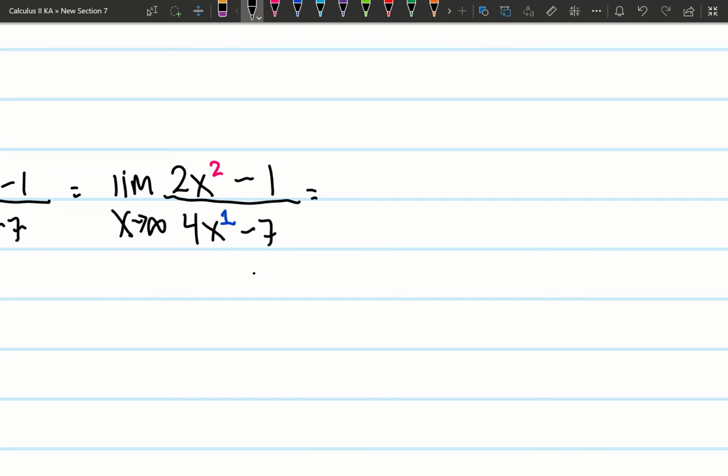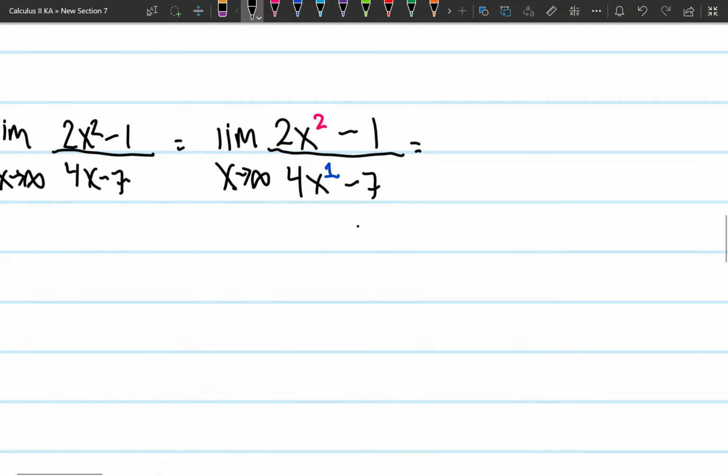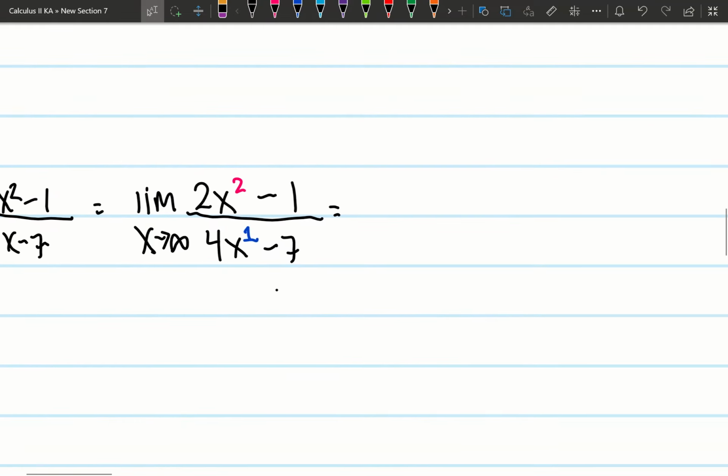And sorry if my handwriting looks a little bit choppy. I'm still getting used to writing on this thing here.